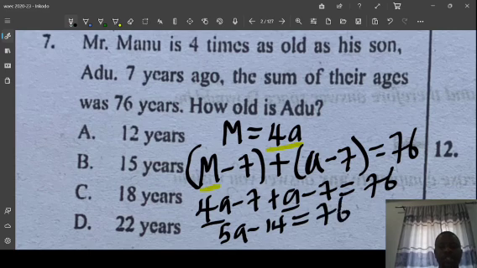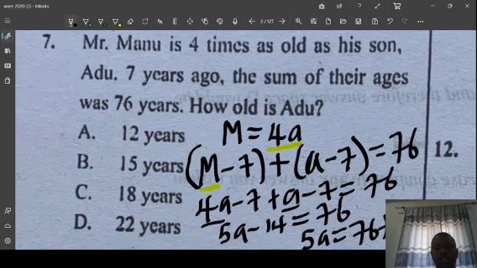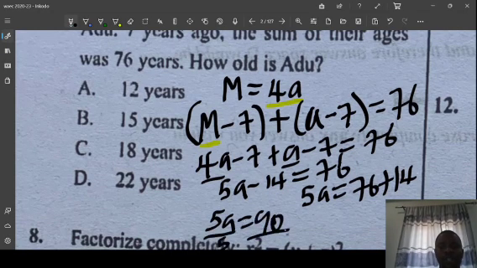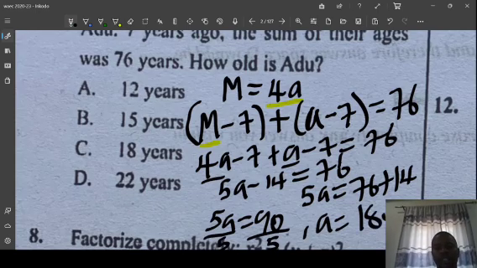All right. So collecting like terms further, I have 5A is equal to 76 plus 14. And 76 plus 14, that's 5A is equal to 90. So if you divide both sides by 5 to take care of the 5, you are going to have that A is equal to 90 divided by 5, which is 18 years. It's that simple. All you need to do is make sure you understand the question and know how to translate it from English language to mathematics language, and you are good to go.